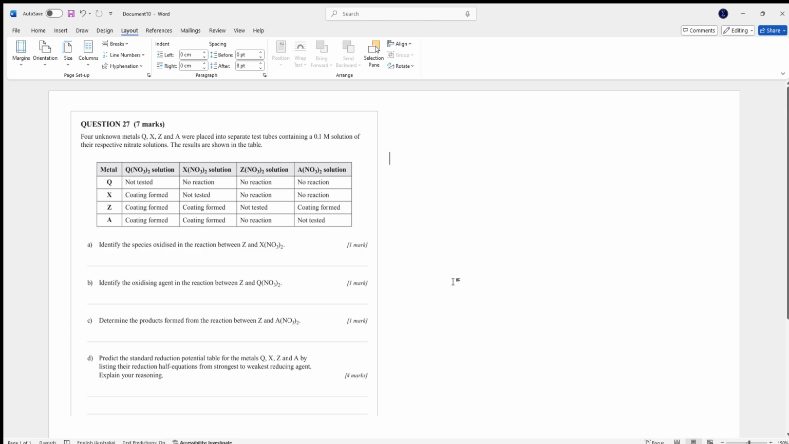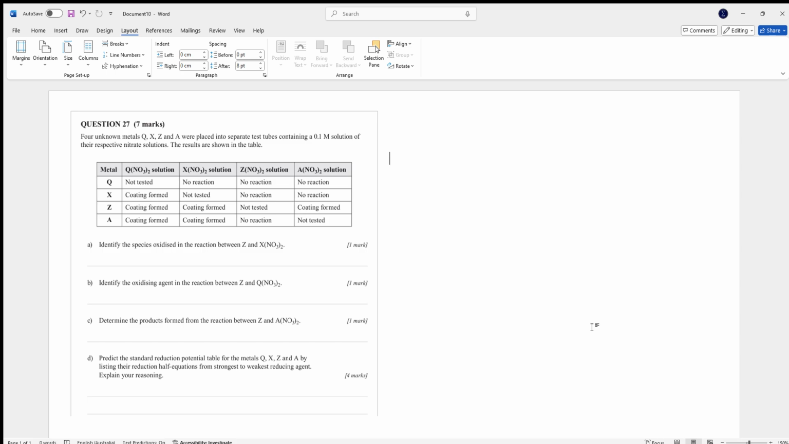But otherwise, let's just get straight into this question here. So, question 27 is worth 7 marks, and a lot of people don't know how to read this table and answer it. Okay, so 4 unknown metals Q, X, Z, and A were placed into separate test tubes containing 1 mole of a solution with their respective nitrate solutions. The results are shown in the table.